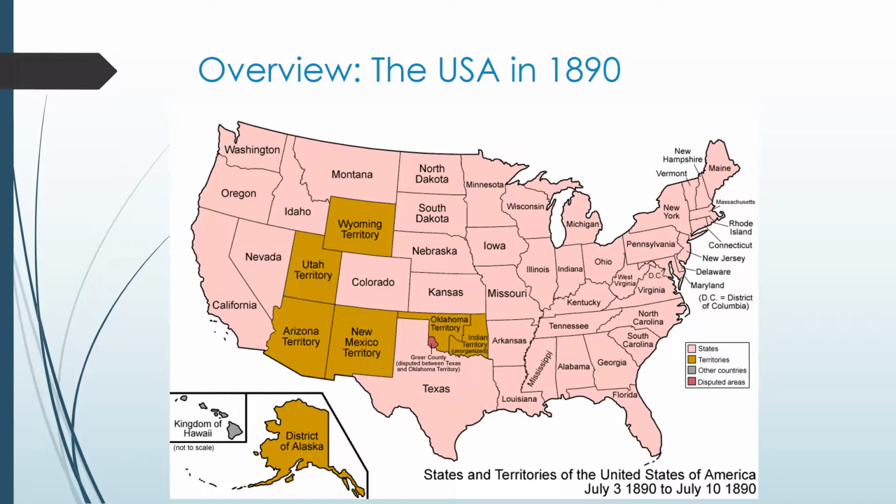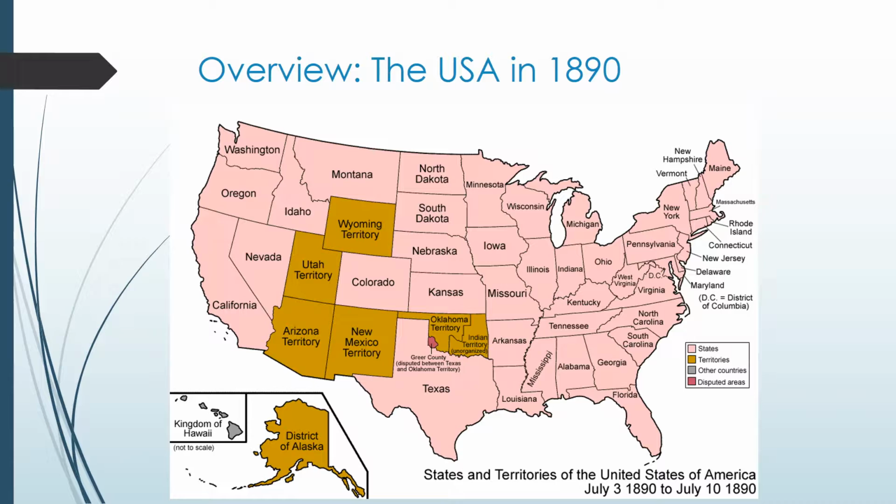All right, so as we get started, I just want to look at what the United States looked like in 1890 and then what it looked like 10 years later in 1900, so we can think about how America changed over those 10 years. So here's a map of the United States in 1890.